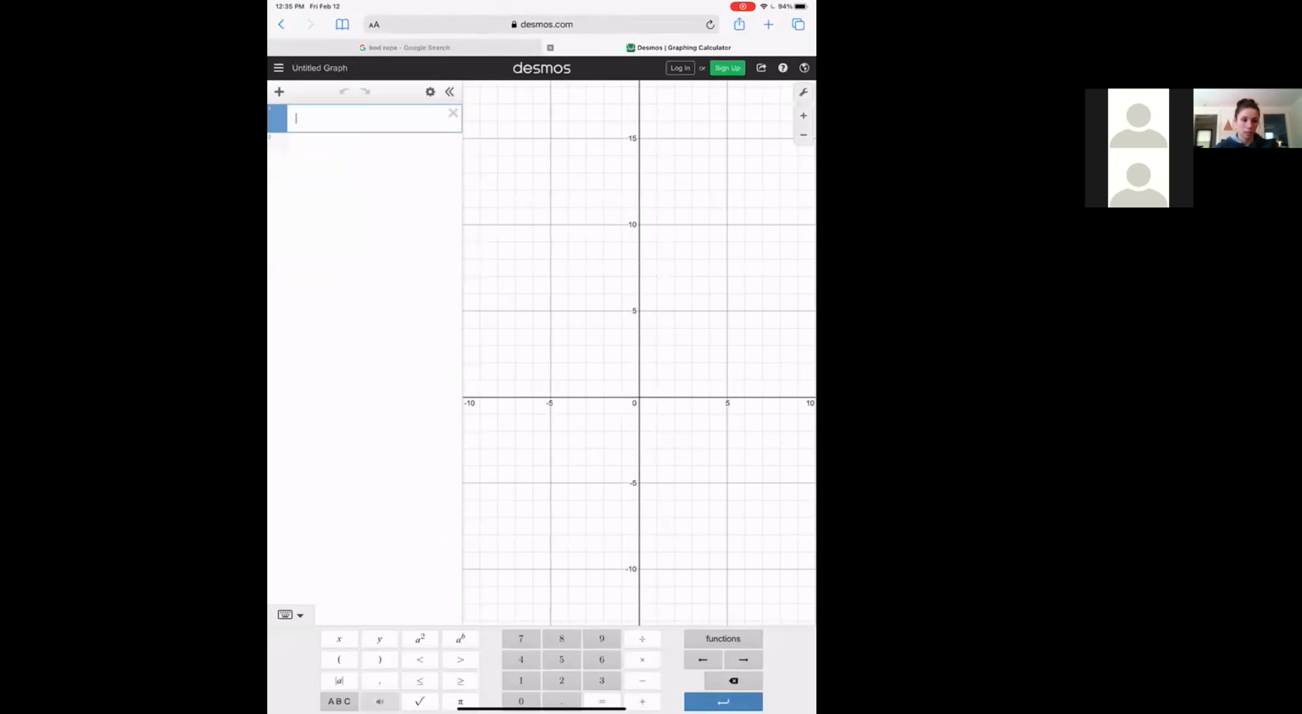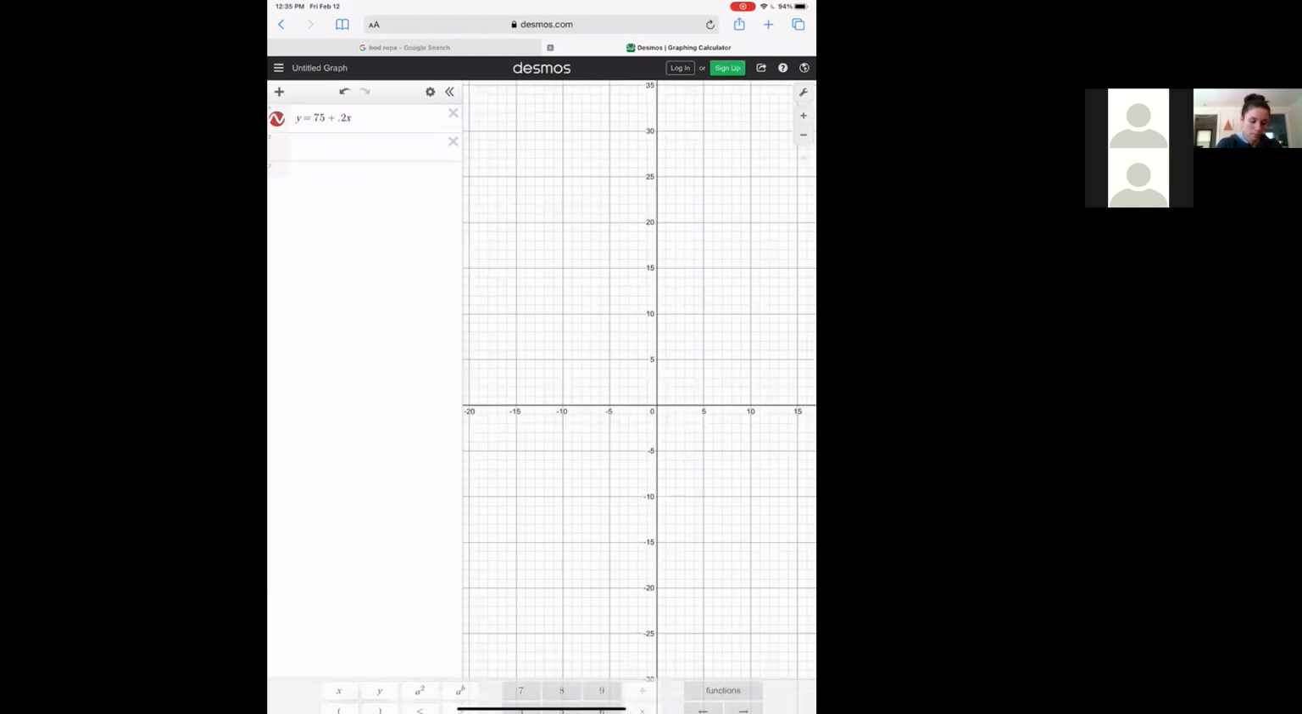So our function is, let's see. Okay, sorry, I've never used it on my iPad. For company A, we have y equals 75 plus 0.2x. Enter. It should just pop up here. I don't know why it's not.